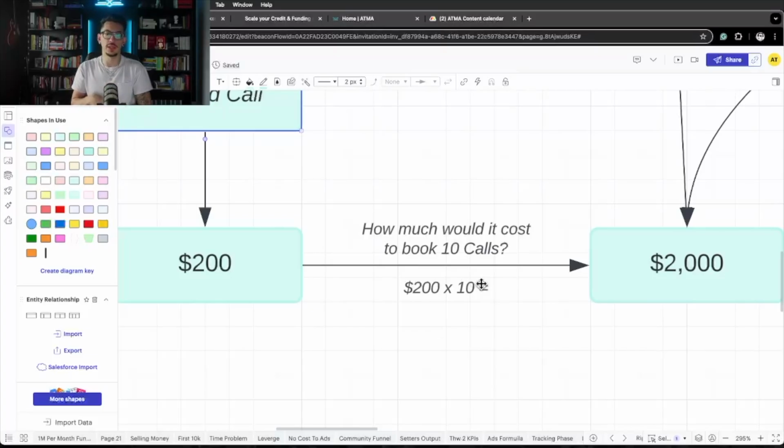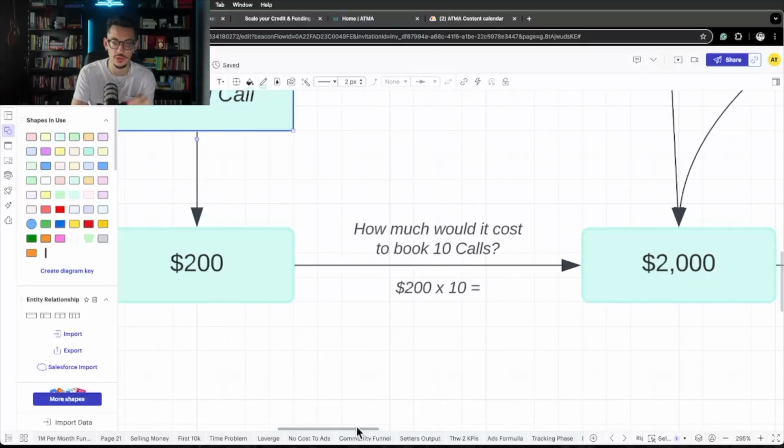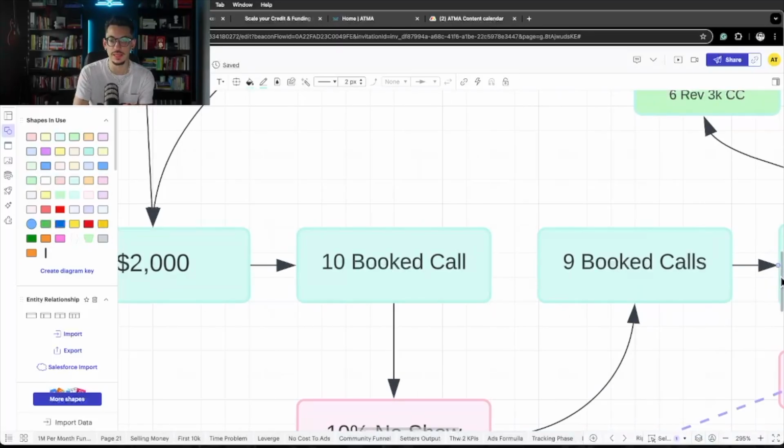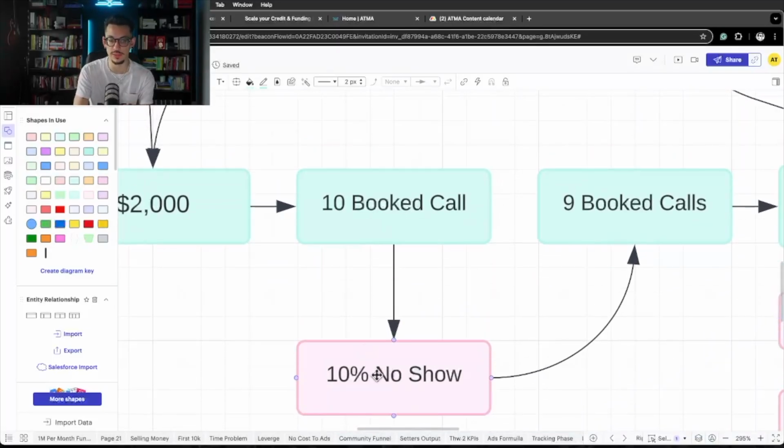And this is why tracking your data is so important. You cannot scale without it, because if you're trying to scale and you don't know these numbers, it's almost impossible. How can you predict where you're going, right? So boom, I spent $2,000 on marketing on Facebook and IG ads, and I got 10 booked calls. Now, let's say at a 10% no-show rate, and that's our average.